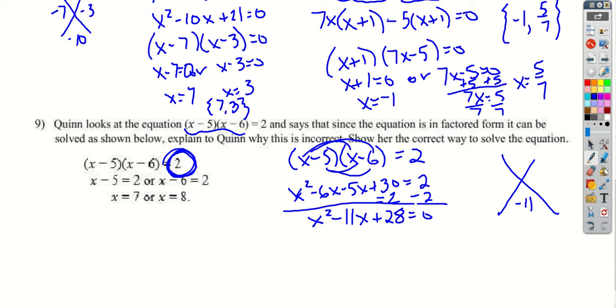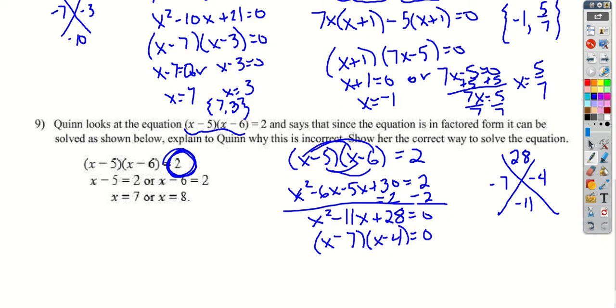So now this is making a little bit more sense. Multiplies to positive 28, negative 11, that's negative 7 and negative 4. Okay, so now I do my factoring. X minus 7, x minus 4 is equal to 0.